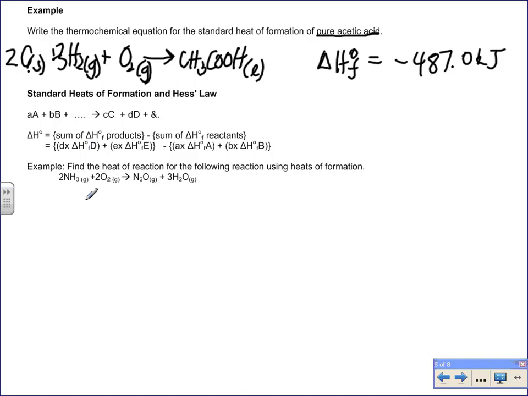So let's apply that formula to this reaction. I want to find the delta H of this particular reaction. I need to take the sum of the heats of formation of the products. So if I look on the table for N2O, it's 81.56. I need to add that to the heat of formation of 3 moles of water.